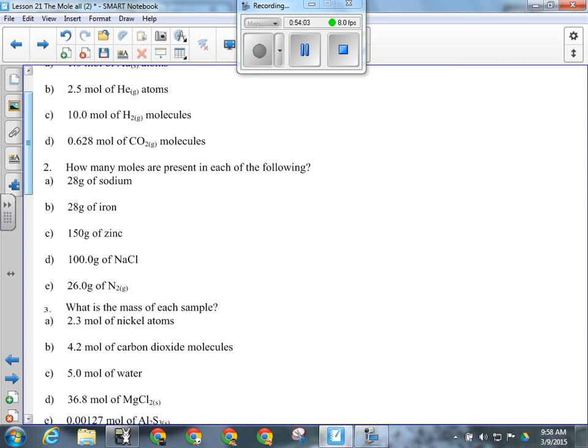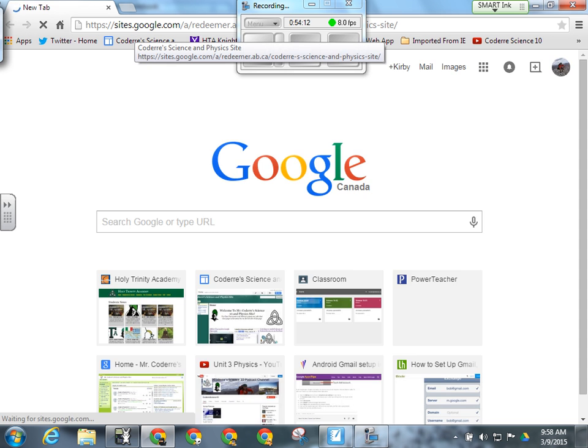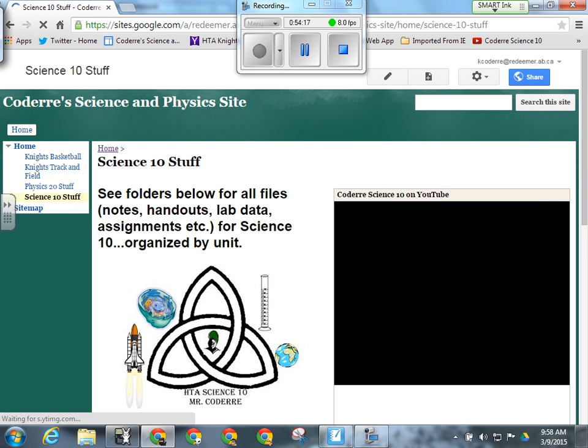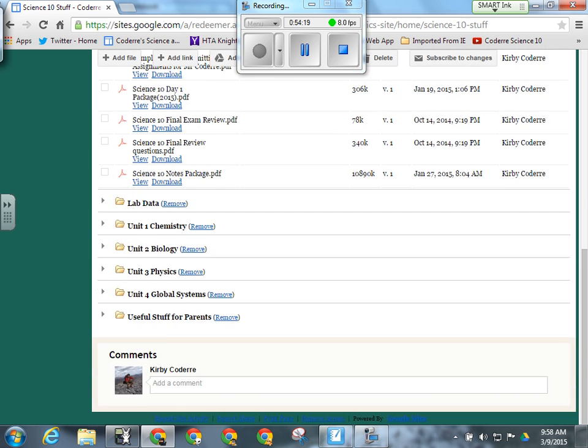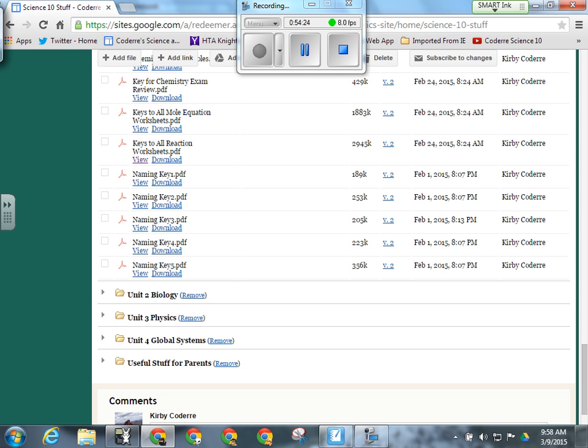Now the key for this, guys, is on my website, same place as the reactions key was. So if you go to Science 10 stuff, and you go to chemistry, it's way down near the bottom. And it says keys to all mole equation worksheets. That's the one you want. So you can check them as you go. You still got about 7 or 8 minutes. So let's get to work on that. You can get started on that sheet now.